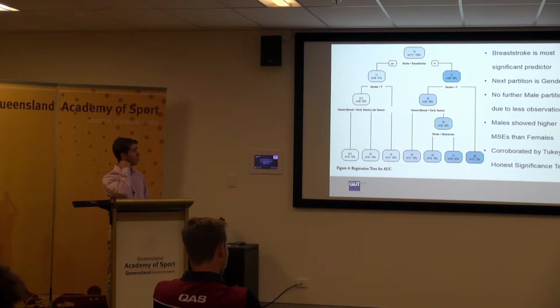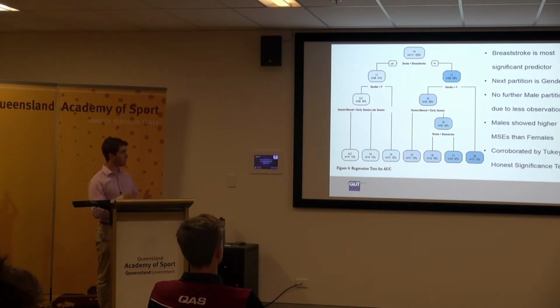So moving straight on to regression trees, it was found that breaststroke is the most significant predictor of area under the curve for these swimmers. The next partition was by gender, so male or female there. And then it was found that with the male partition, potentially because there were fewer observations, there was no further partitioning. And this resulted in males showing a higher mean squared error than females. And overall, there were 81 observations from females and only 30 from males. All of this was corroborated by Tukey's significance test as well.